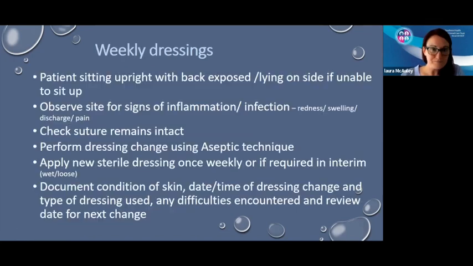In regards to the weekly dressings, ideally the patient is sitting upright with the back exposed. They can lie on their contralateral side if you're unable to sit them up. You want to, as I mentioned, observe the site for signs of infection and inflammation. The suture should remain intact.